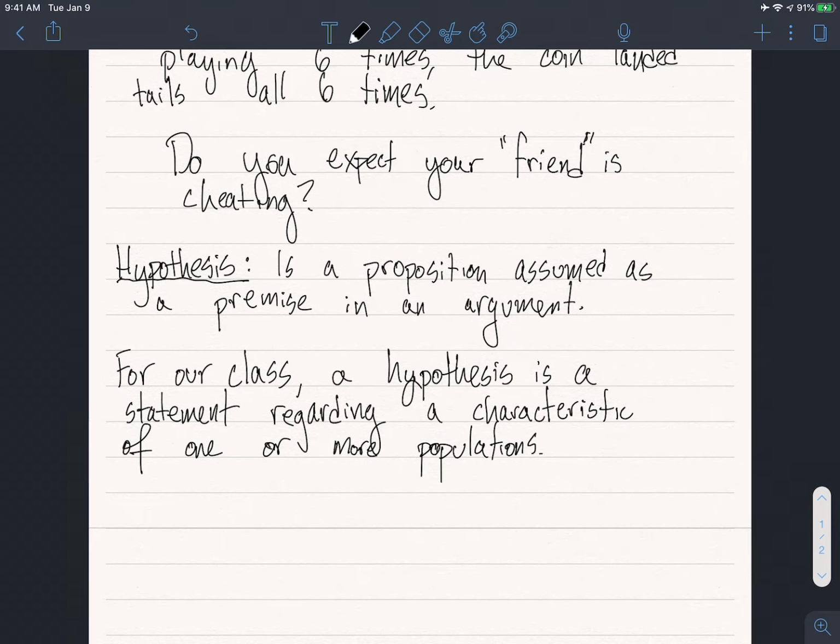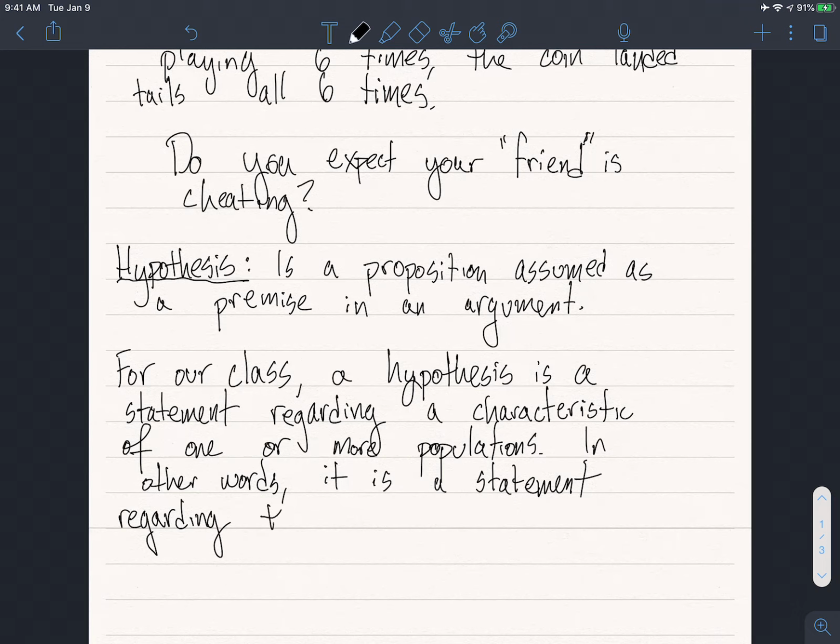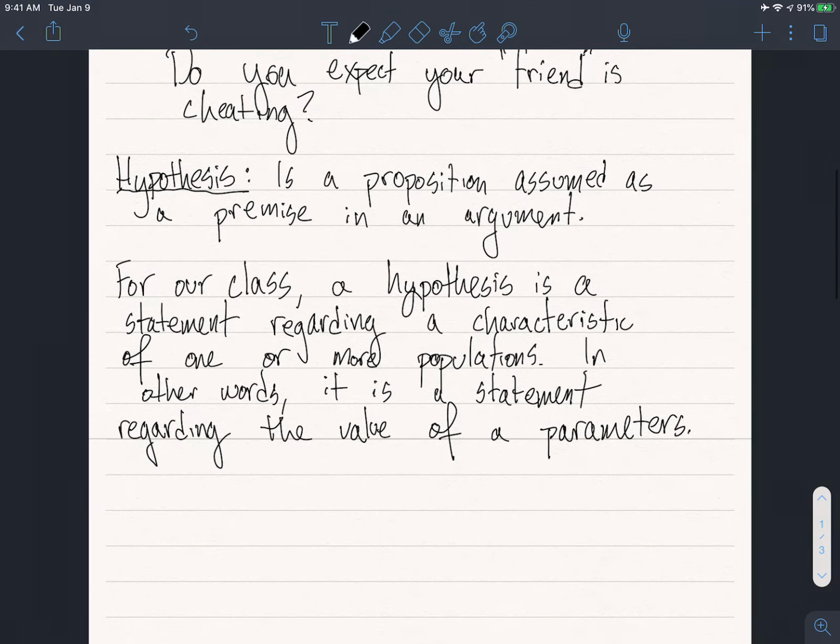In other words, it is a statement regarding the value of a parameter. Parameters are values about a population, so it makes sense.